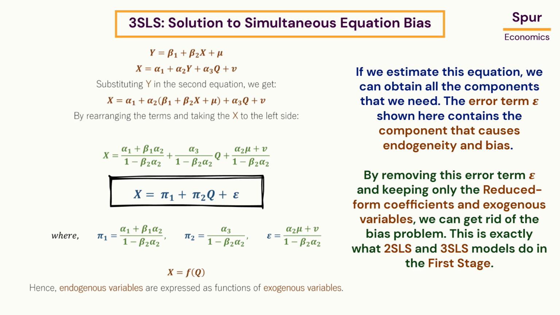If we estimate this equation, we can obtain all the components that we need. The error term epsilon shown here contains the component that causes endogeneity and bias. By removing this error term epsilon and keeping only the reduced form coefficients and exogenous variables, we can get rid of the bias problem. This is exactly what 2SLS and 3SLS models do in the first stage.